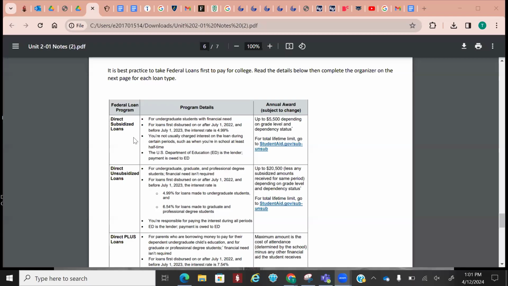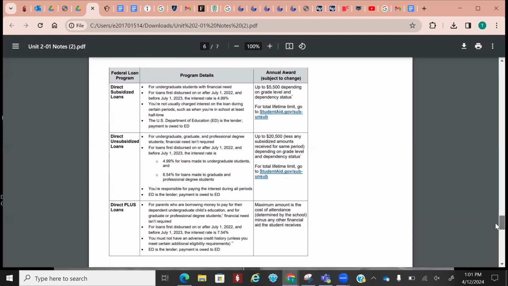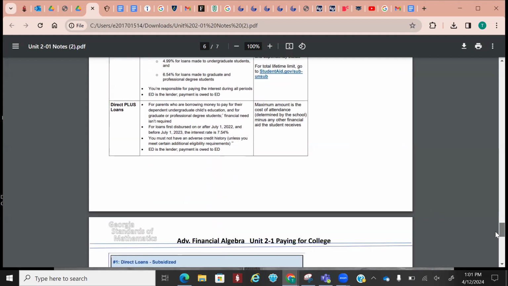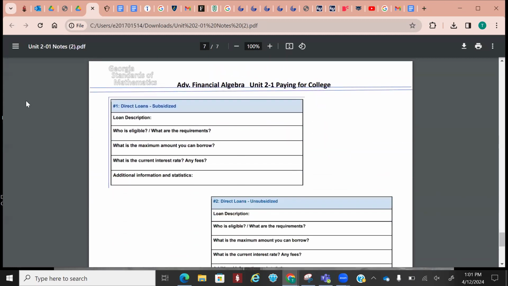Okay, so there's a difference between direct subsidized loan and direct unsubsidized loan. Now you can read these over. Again, there is a difference. There's also direct PLUS loans. And they all do something different. So you need to make sure that before you hit yes, I want this, you are paying attention to what you're agreeing to.